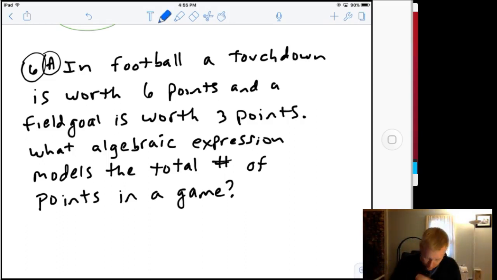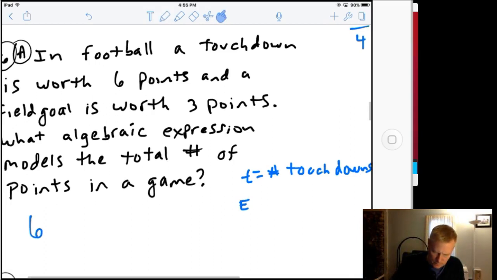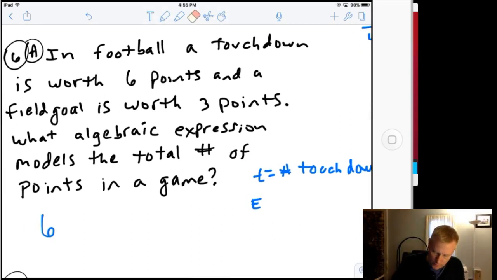All right, so I guess with this one, what they gave us so far is 6 points. We'll have T be the number of touchdowns. Extra points here? No, they don't. So they're doing field goals. So we'll go F for field goals.